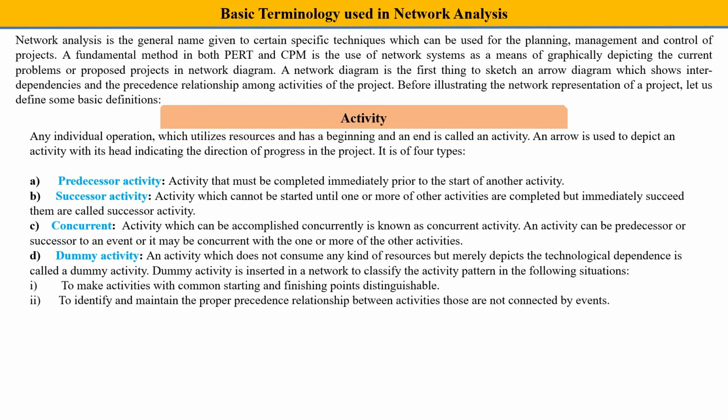An arrow depicts an activity and indicates the direction of progress of the project. That means it is an arrow. Okay, how we will find a particular activity as an arrow, we will see in the upcoming slide. Now there are types of activity. Predecessor activity: an activity that must be completed prior to the start of another activity. So this is known as a predecessor activity, in which an activity has to be completed first.